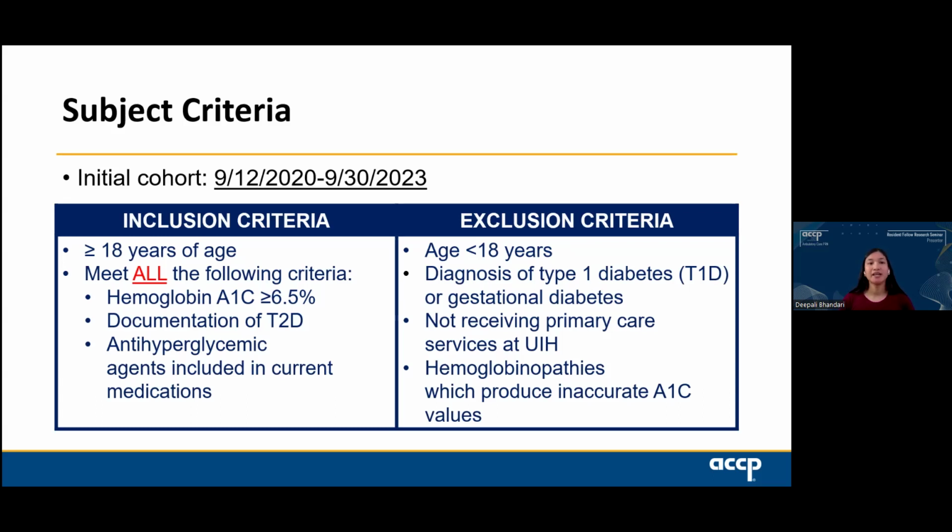Exclusion criteria was age less than 18 years, having type 1 diabetes or a history of gestational diabetes attached to any encounter, not receiving primary care services at UIH, having hemoglobinopathies which may produce inaccurate A1C values, such as anemias or thalassemias, or sickle cell disease. And I want to point out, this is the initial cohort, so later on, this criteria would be broadened to allow for more data collection.